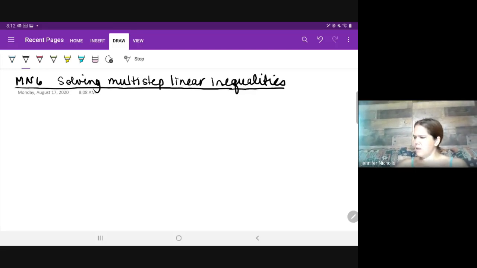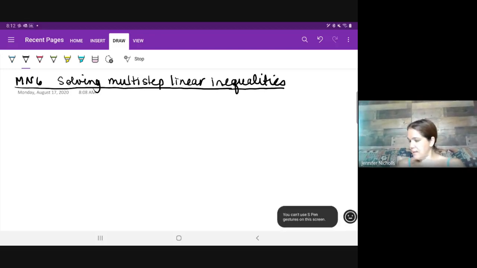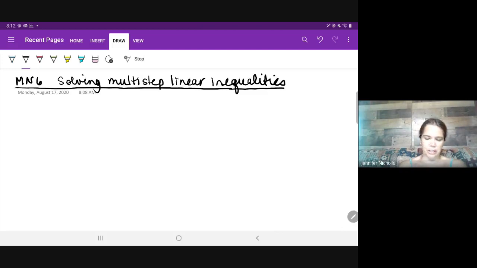It is required that you write down everything I write down. Your paper should look pretty much identical to mine, except in your handwriting instead of my handwriting. Our examples actually tie together lessons that we've already done.